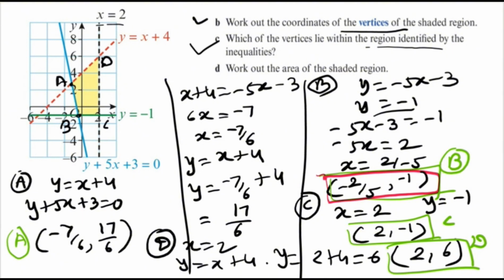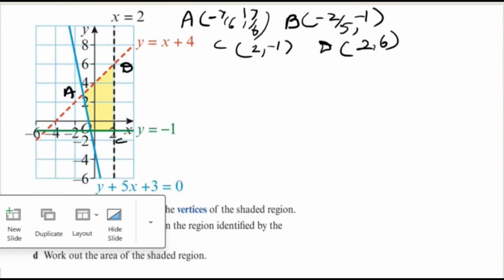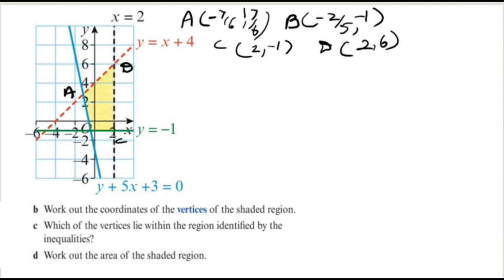Let's move to point C, where which of the vertices lie within the region, identify the inequalities. For that we have to find which point is having 2 solid lines. So you can see point B is having 2 solid lines. So point B, which is (-2/5, -1), is the vertex that I am looking for, included in the region. Now move to question D.